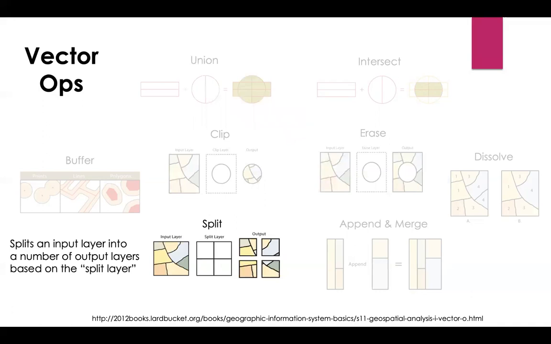Next, we have split. Split is a fairly simple operation. It splits up your data set. Again, that can be points, lines, or polygons as your input layer based on a polygon split layer. I don't use this much, but I might use it when I have something like roads and I want to separate out layers for each county, for instance. My counties would be my split layer, and my roads would be my input layer.